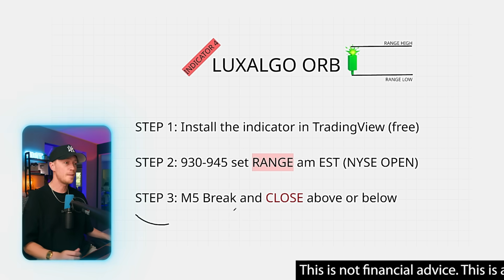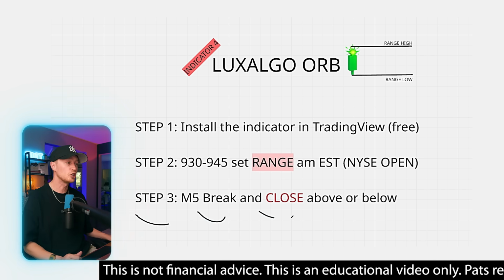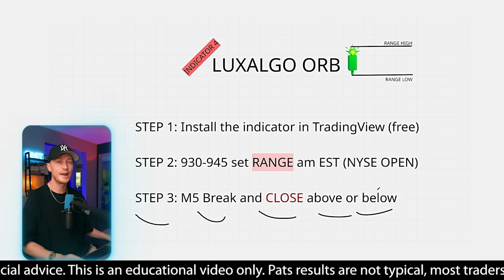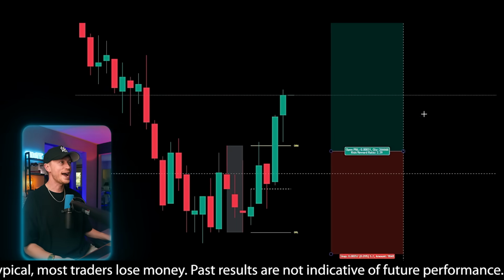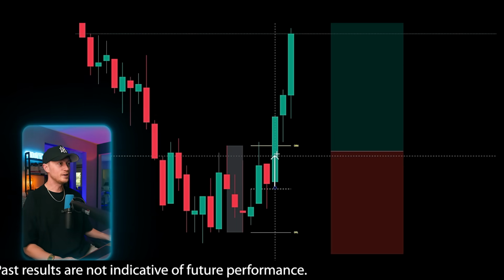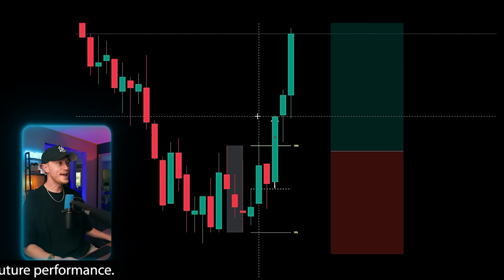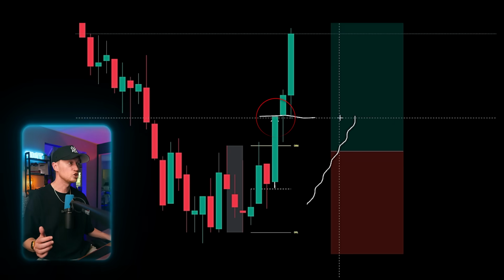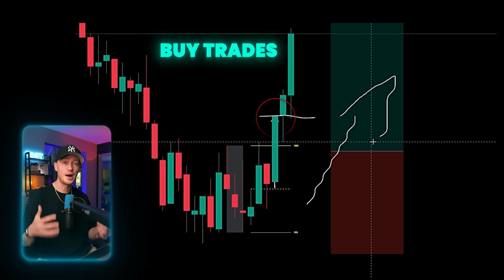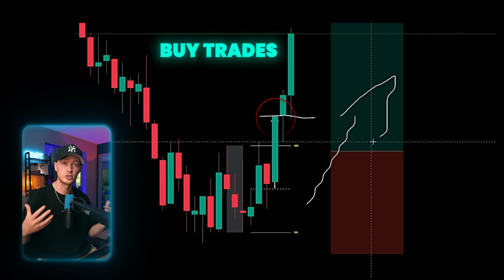And the third step is just waiting for that candle break and close above or below our range. So as we watch the chart play out, we want to see exactly that, right? We want to see this candle break through and then close. And that's going to help us with market direction and tell us we're bullish on the day, looking for buy scalping trades during this New York trading session.